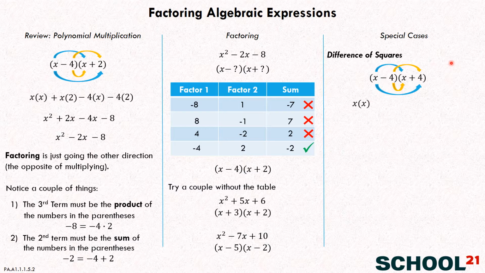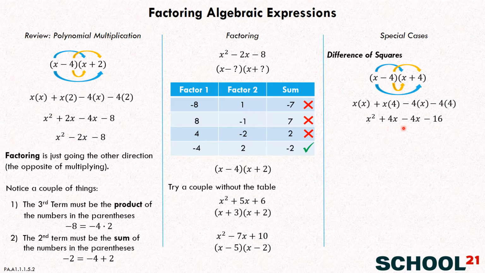And what's going to happen is you're going to come up with x times x, and then finish this for me. X times positive 4, plus x times 4, minus x times 4, minus 4 times x, and minus 4 times 4. So let's keep writing this out once we simplify that. X squared plus 4x, minus 4x, minus 16. Now we're going to go ahead and combine like terms, just like we did way over here.